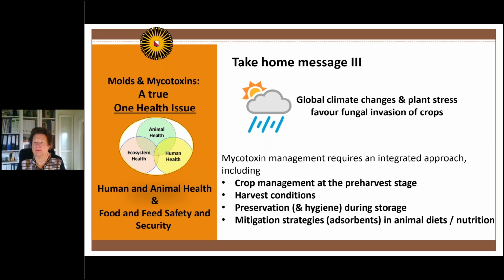And this is something you can also measure when you see the big overviews that are published every year. Mycotoxin management practice requires an integrated approach, starting in the first prevention step with crop management at the pre-harvest stage, harvest conditions, preservation of material during storage, and mitigation strategy. And this will be explained in some more detail in the next presentation.